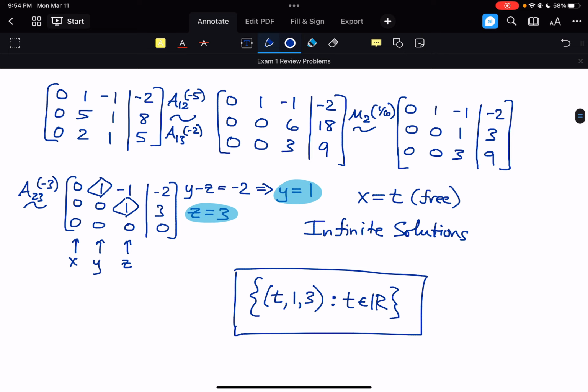And if t was 10, if t was 1,000,000, if t was -1,000,000 or 1/2 or any real number, it would produce a new solution for this system of equations.